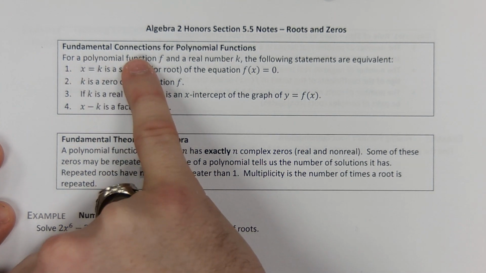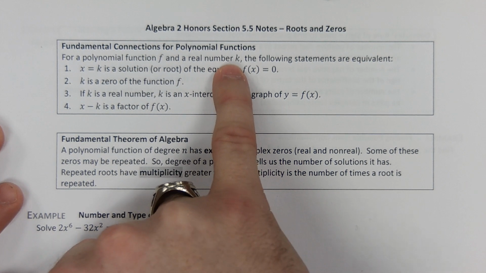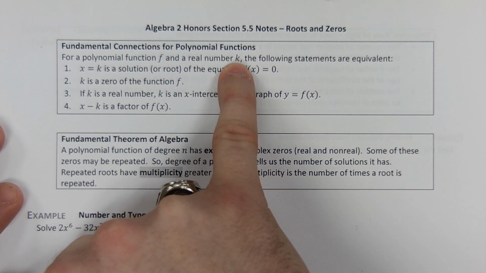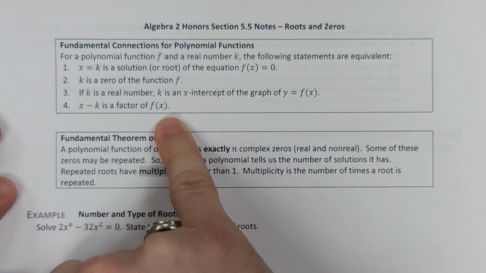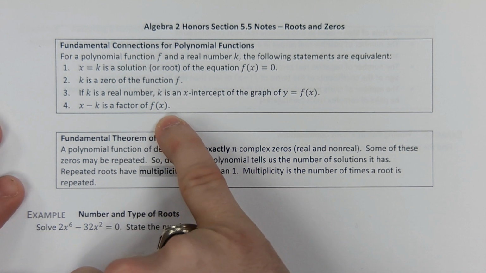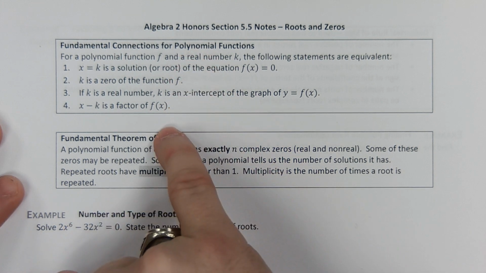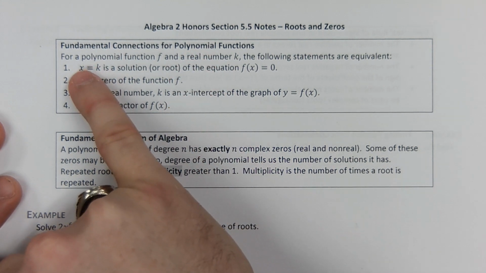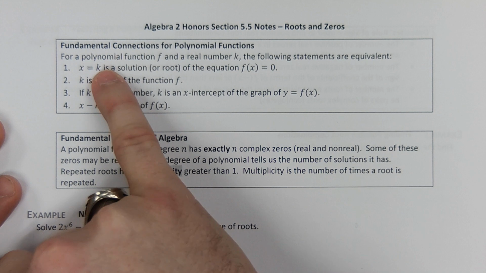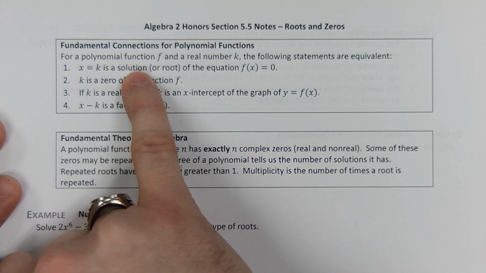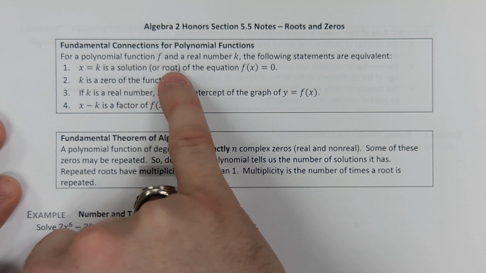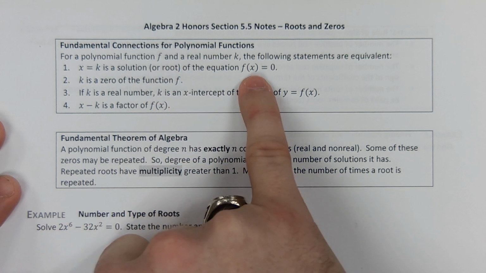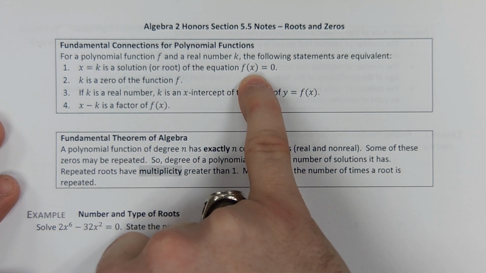For any polynomial function and a real number k, real meaning not imaginary, all four of these statements are identical. And it's up to you to know that and understand what you're being told to do with certain words. If I tell you that x equals some number is a solution, that's the same thing as me saying x equals that number is a root. So the words solution and root mean the same thing for polynomials. It means it solves the equation polynomial equals 0.